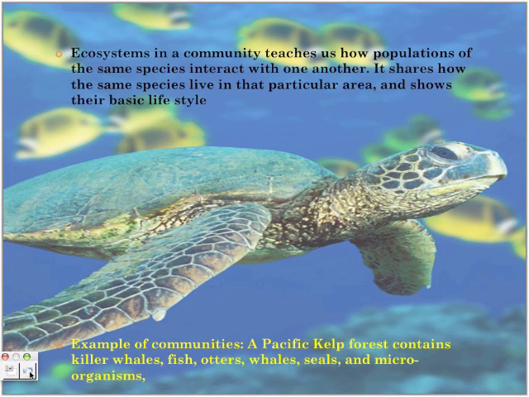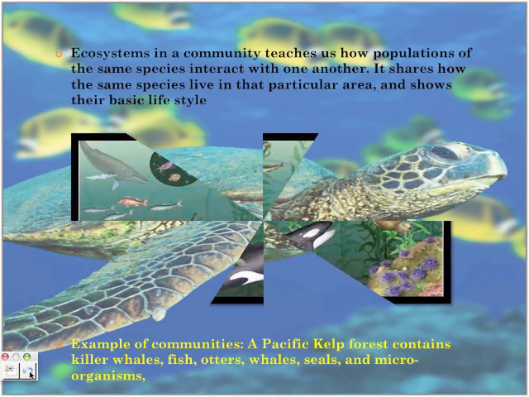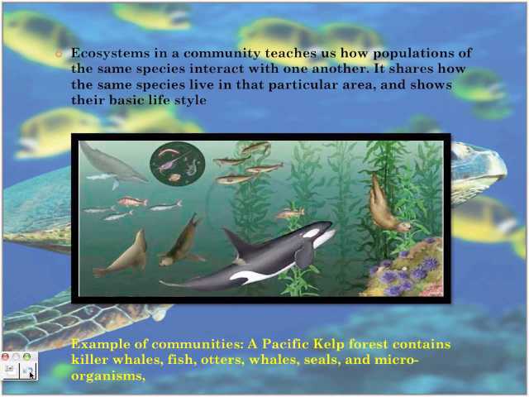Ecosystems in a community teach us how populations of the same species interact with one another. It shows how the same species live in that particular area and shows their basic lifestyle. An example of a community would be a Pacific kelp forest that contains killer whales, fish, otters, whales, seals, and microorganisms.